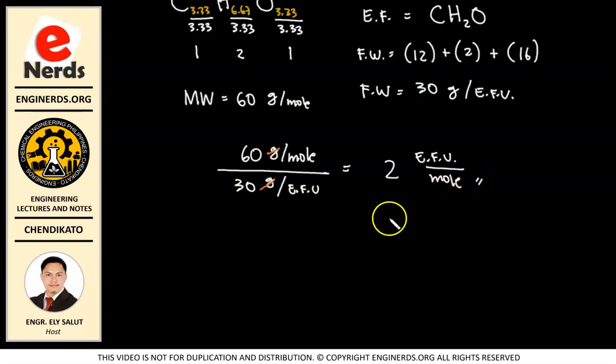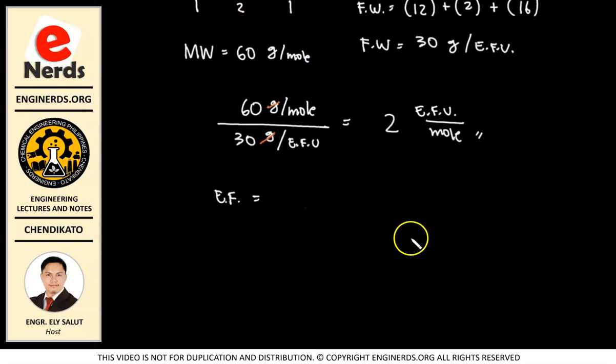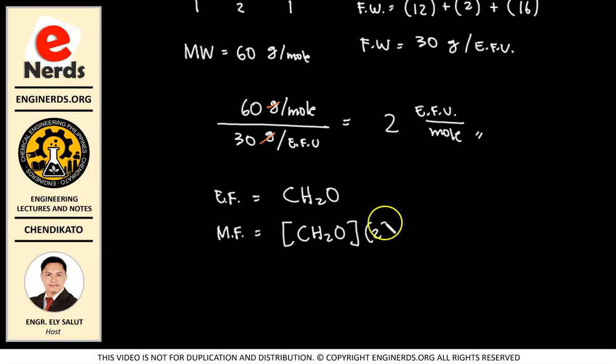Alright, so basically what we're going to do is to use this empirical formula unit to get the molecular formula. As you remember, our empirical formula is CH2O. So what we're going to do to get the molecular formula is to multiply this value to our empirical formula. That means we have CH2O, and we'll multiply that by 2.